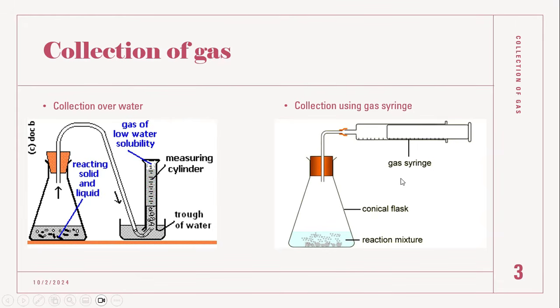Now the right-hand side is something that is simpler, which is collection by using a gas syringe. This is much simpler and less messy because a water trough is not needed. We need a delivery tube connected to the gas syringe. Directly we can measure the volume of gas by reading the graduation on the syringe.